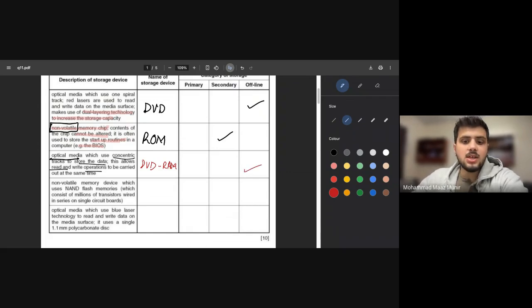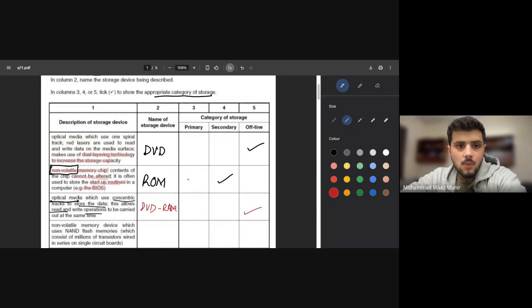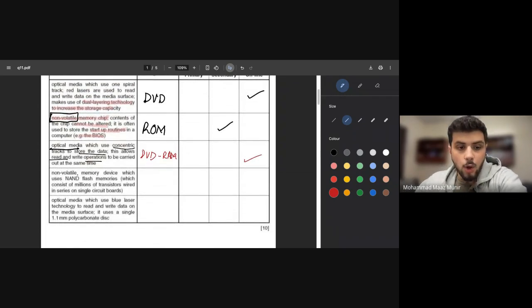Then after that, the fourth one is non-volatile memory devices, which make use of NAND flash memories, which consist of millions of transistor wires in series on single circuit boards.